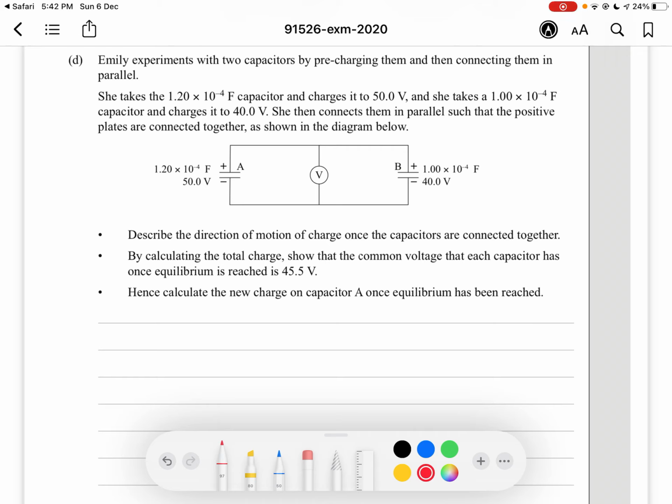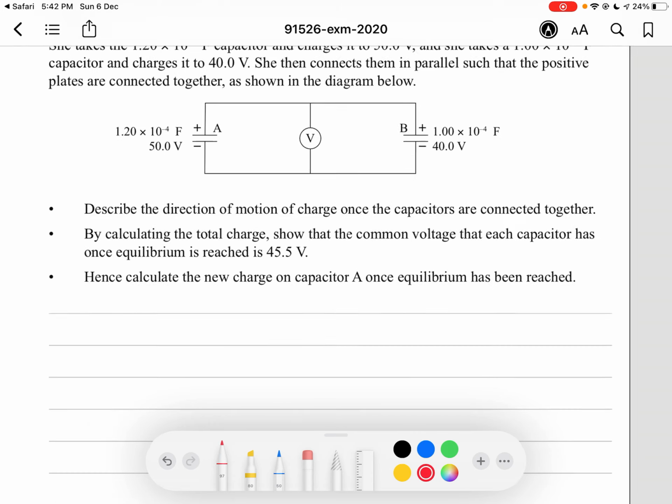D. Emily experiments with two capacitors by pre-charging them and then connecting them in parallel. She takes the 1.2 times 10 to the power of negative 4 farad capacitor and charges this to 50 volts, and she takes the 1.00 times 10 to the power of negative 4 farad capacitor and charges this to 40 volts. She then connects them in parallel, such that the positive plates are connected together.